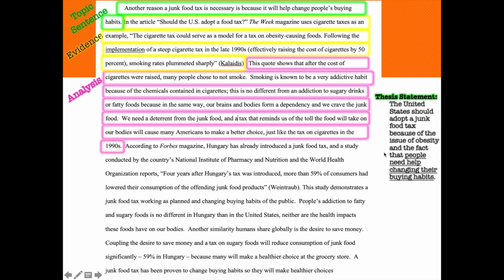Okay, next, evidence. Notice I didn't start a new paragraph at all. It's in the same paragraph. I just continue, starting with the next sentence.